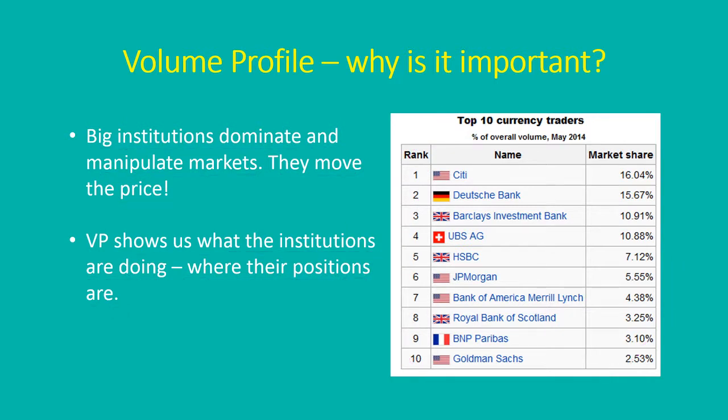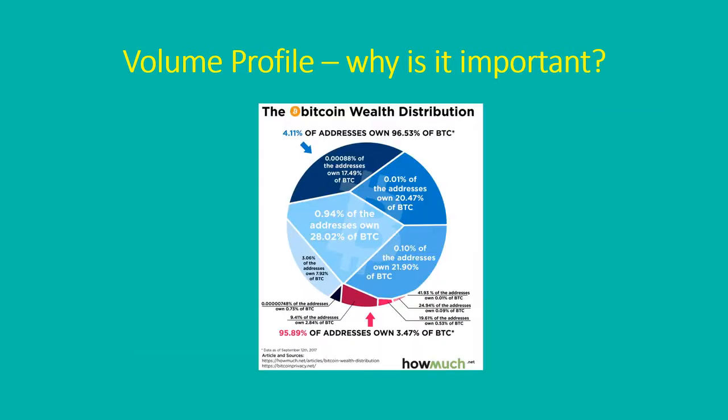And speaking about those banks and big financial institutions, it's not just about currencies, you know. This is a Bitcoin chart, Bitcoin wealth distribution. And basically what this chart shows is the same situation as I showed you in the previous picture. And the most important thing it tells us is that 4.11% of addresses owned over 96% of all Bitcoins. So only 4% own 96% of all Bitcoin.